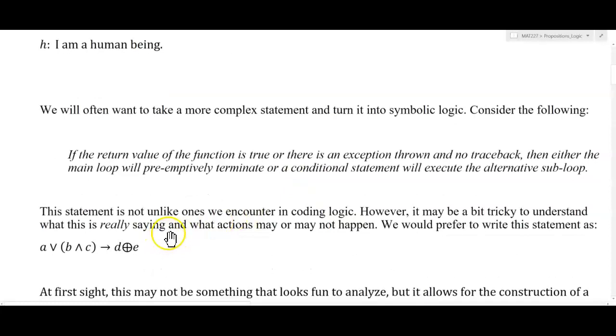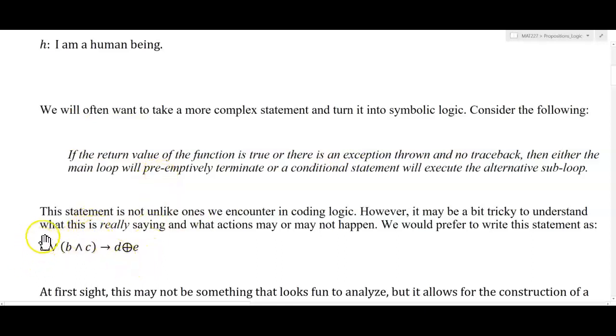So this is not unlike something you might encounter in coding logic where you need to take something like this and build it into code. However, it may be a bit tricky to understand what this is really saying and what actions may or may not happen. We would prefer to write this statement as something like this. So I won't go through the details of what these symbols are right now, but this breaks up this complex or compound statement into a series of simple statements.